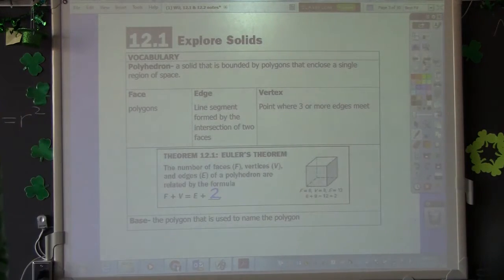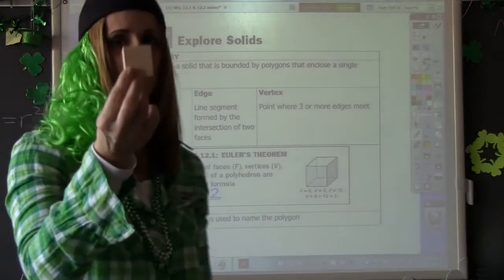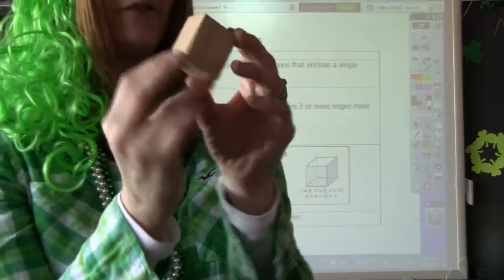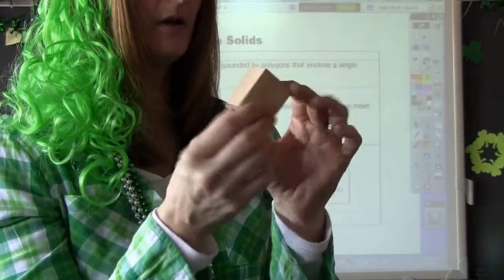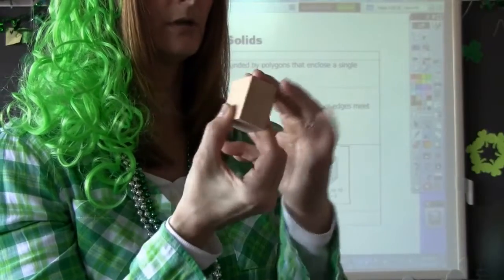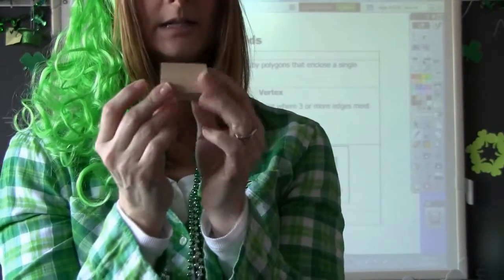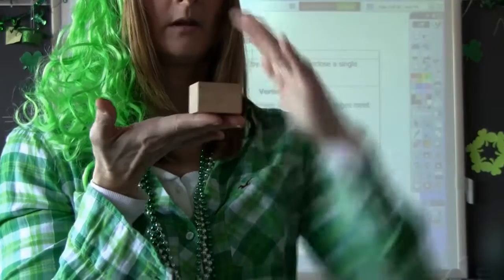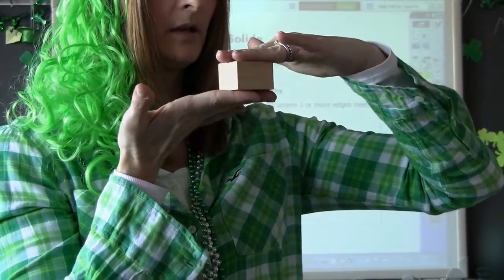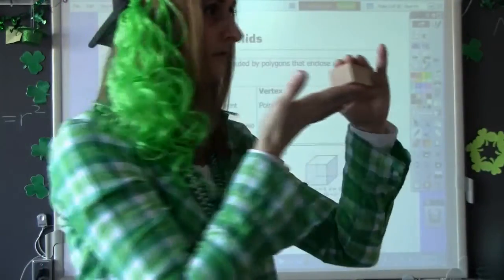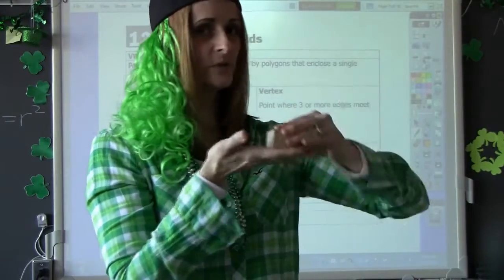So, anybody know what this is called? It would be a cube if all the sides were regular, or congruent. But since they're not, we've got two bases that are parallel. The base is a rectangle, so it's a rectangular prism.